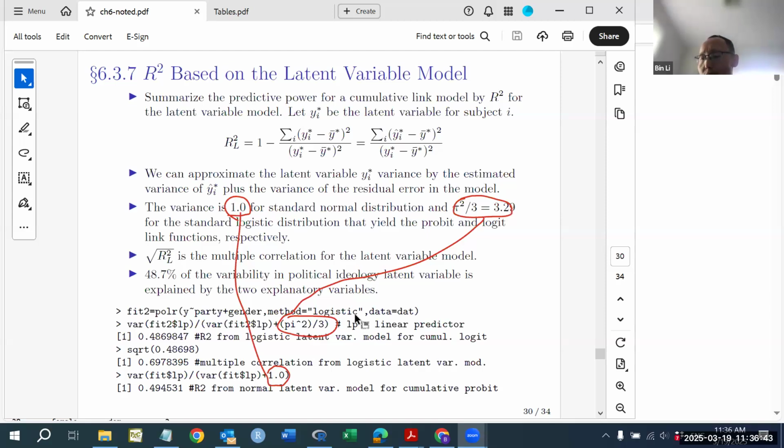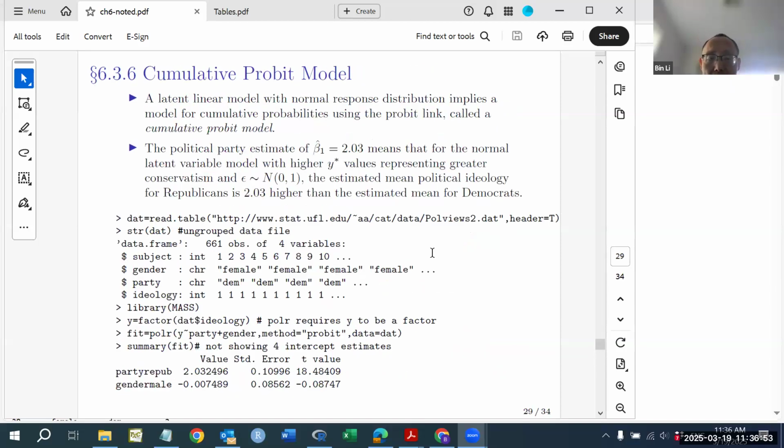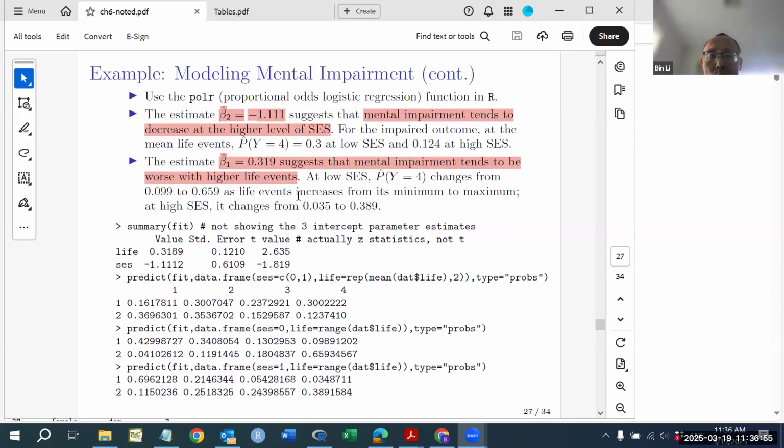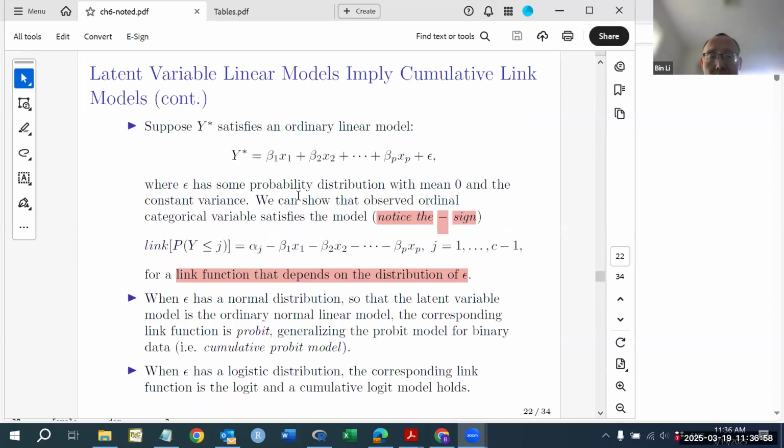And the good thing about using the latent variable model is that, since it is a regression model, Y star is now numeric, is continuous. So we can interpret and summarize the models through the tools and statistics that we can borrow from the regression model.